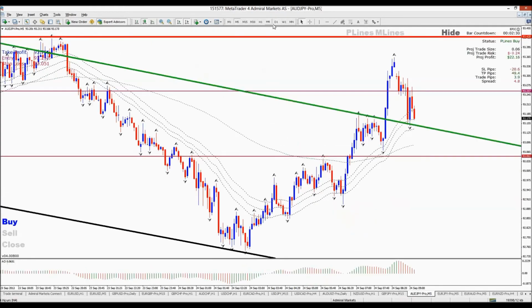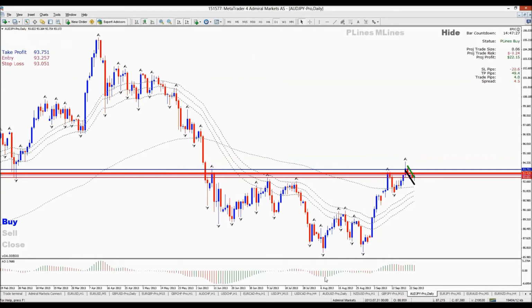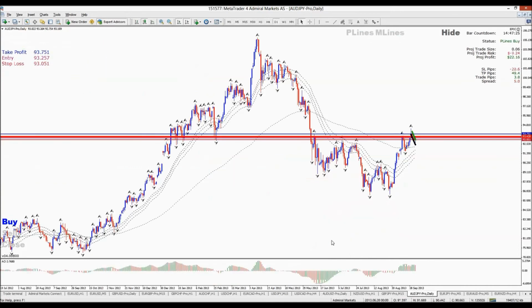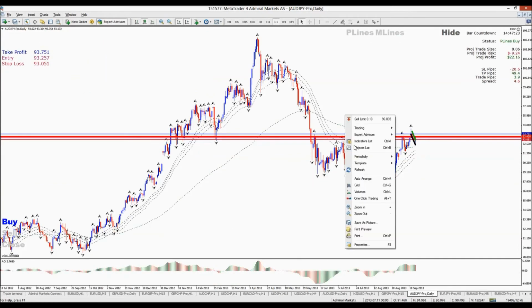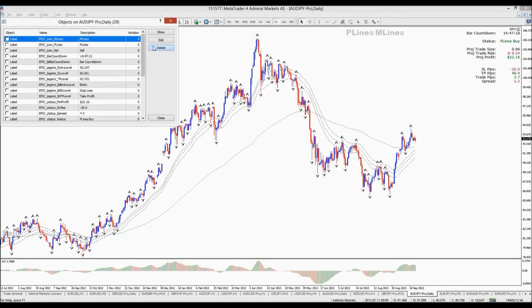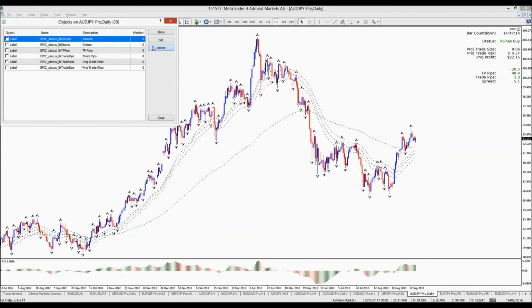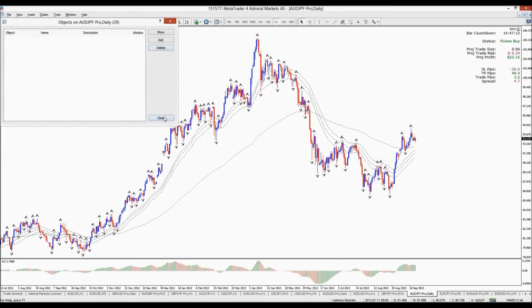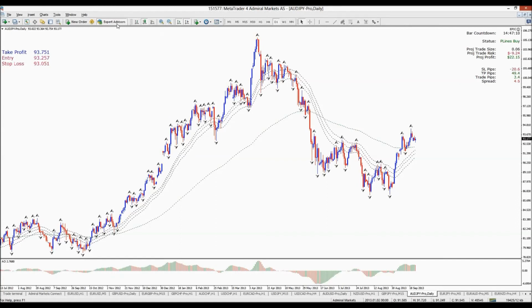I remember an odd yen example here. Let me get rid of these lines. All right. Yeah, that was here. Real life example.